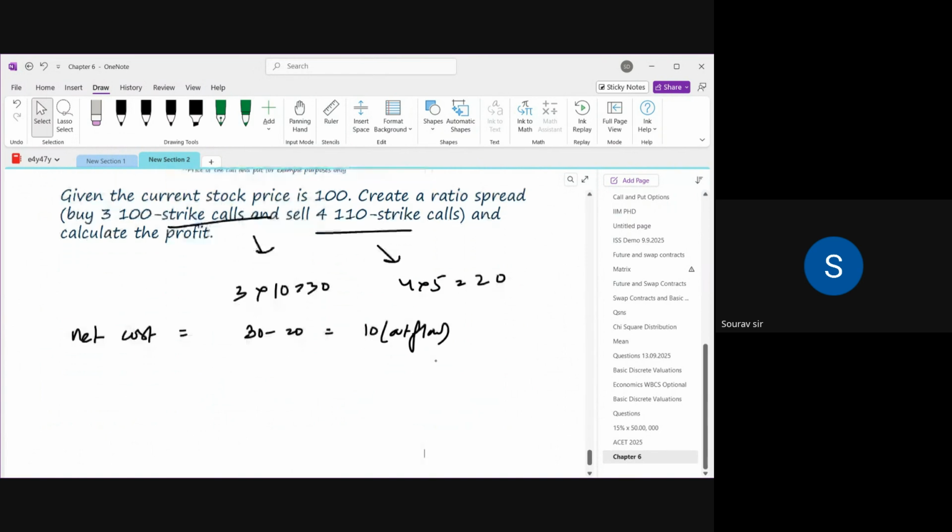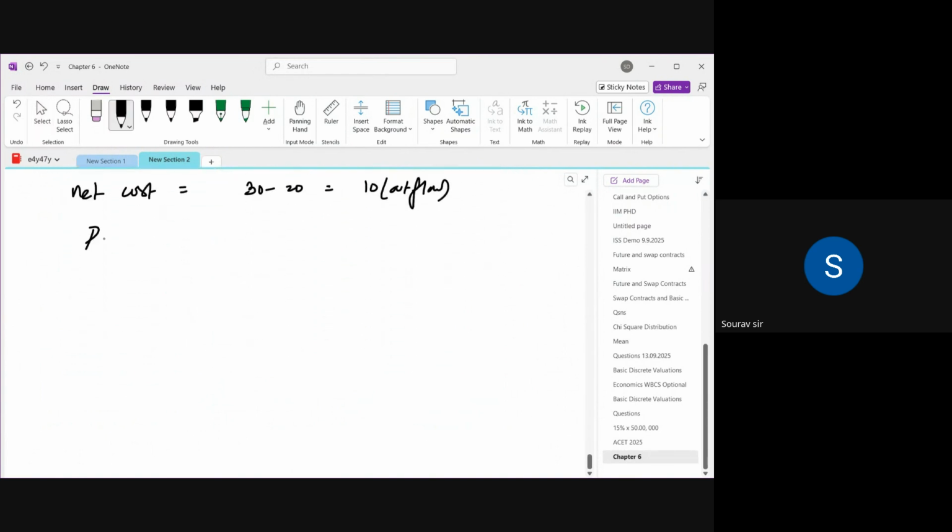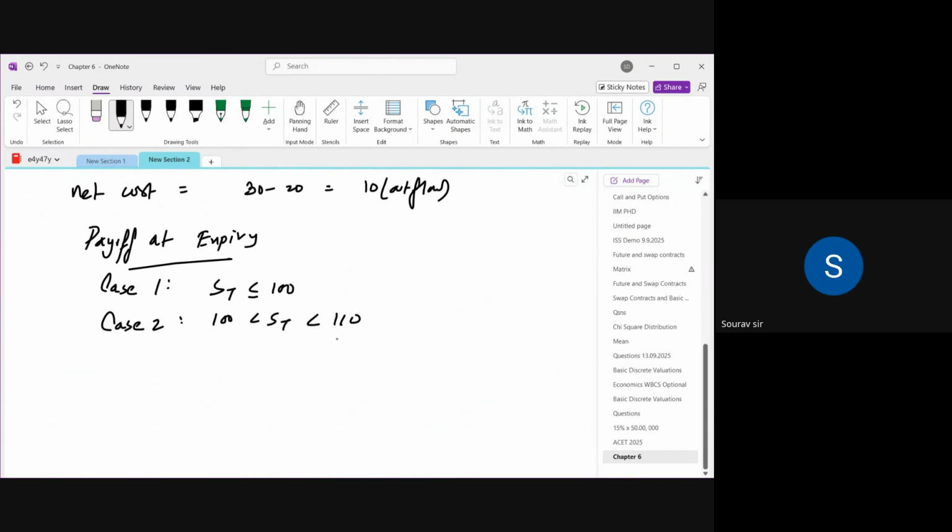What is the payoff at expiry? Let ST be the stock price. First, case 1: ST less than or equal to 100. Here all calls are worthless, so payoff is minus 10. What is case 2? 100 < ST < 110. So each 100 call payoff is ST minus 100. For 3 calls, it is 3 times (ST minus 100). And the 110 calls are worthless. So what is the net payoff? 3(ST minus 100) minus 10.